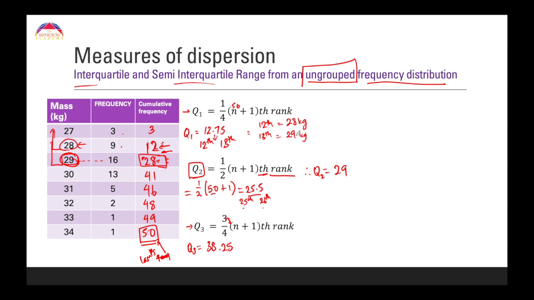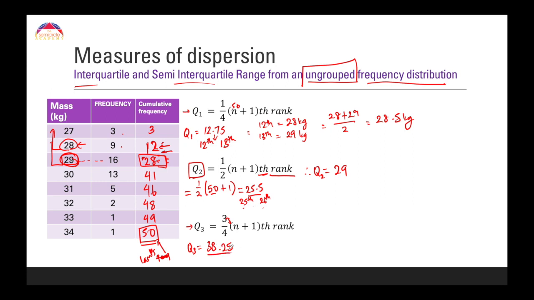So when you have two values, you do what you do. That'll be 28 plus 29 divided by 2, which is 28.5 kilograms, I believe. Yeah? So can anybody put me through, use that same logic and tell me what's going on with Q3?